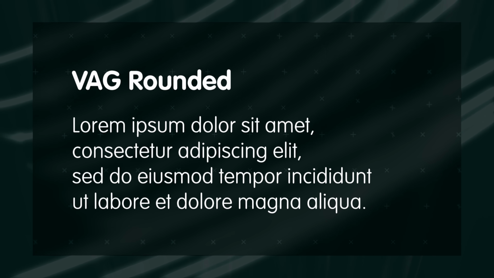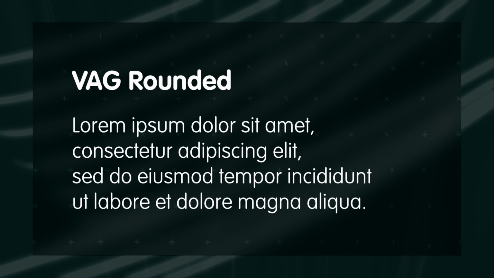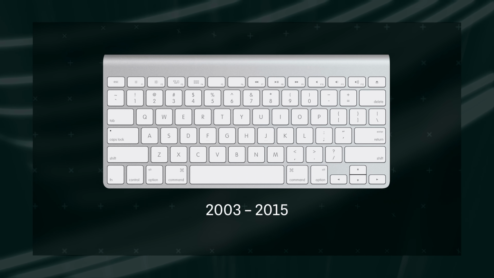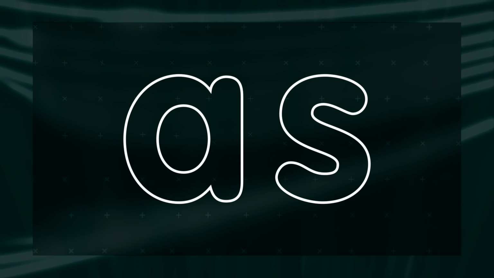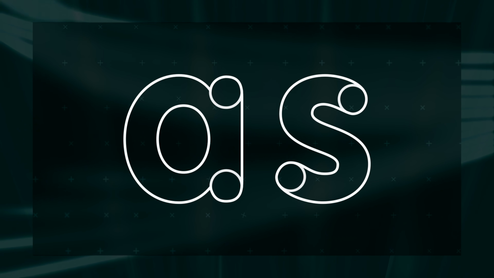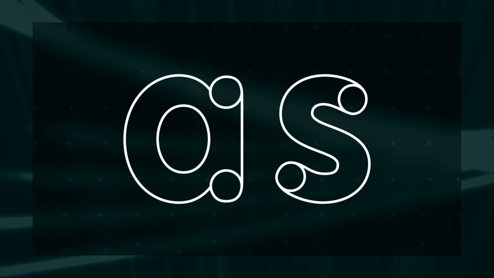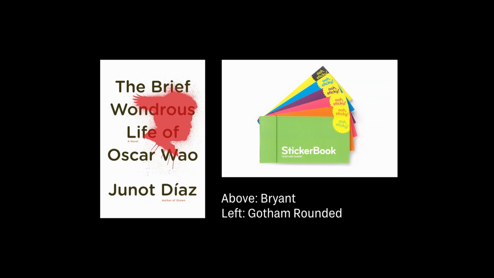Bear with me for a minute, but we're about to dive deep on rounded fonts. While not entirely common, rounded fonts have been around for a while. One of the most popular is VAG Rounded, designed for Volkswagen, and up until recently, it was the font used on all of Apple's keyboards. But VAG has true rounded stroke terminals. That is, the strokes in each glyph all end in a circular shape. The same is true of fonts like Gotham Rounded and Bryant.